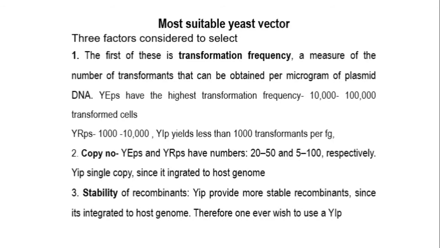The second factor is the copy number. Which vector has the highest copy number? YEP has 20 to 50 copies, and YRP has 5 to 100 copies. YIP will be integrated into the host chromosome, so there will be only one copy per cell.